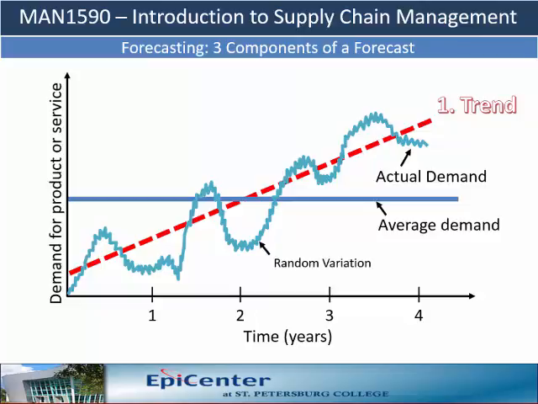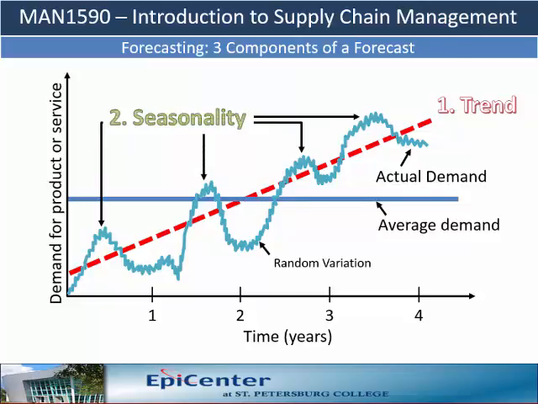The second component is the seasonality. This reflects if demand changes due to regularly occurring events such as the holiday season or back-to-school season, for example. This component is important as it provides a sense as to when capacity flexibility may be required.